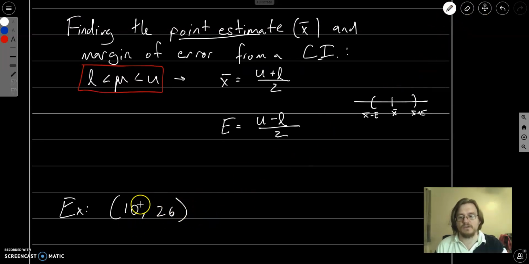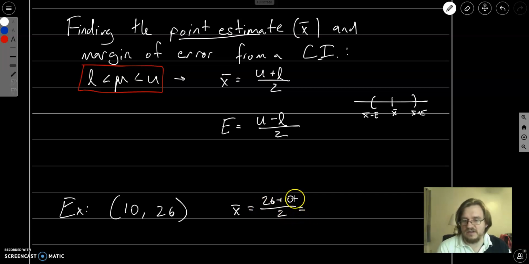So we can easily calculate the sample mean and the margin of error from a confidence interval. So for instance here, if this is our confidence interval from 10 to 26, we'll know that the sample mean from which this was calculated will be 26 plus 10 divided by 2. It will be 36 divided by 2, which is 18. And we can see that 18 is halfway between 10 and 26.